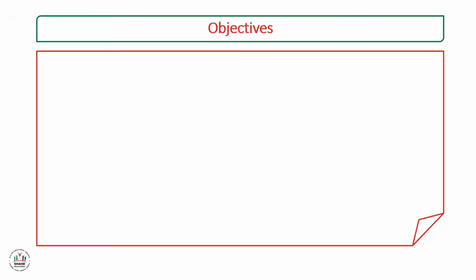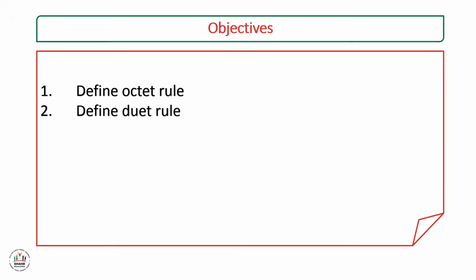Today, we have three objectives. We will define Octet Rule, we will define Duet Rule, and finally, we will write laws with symbol.